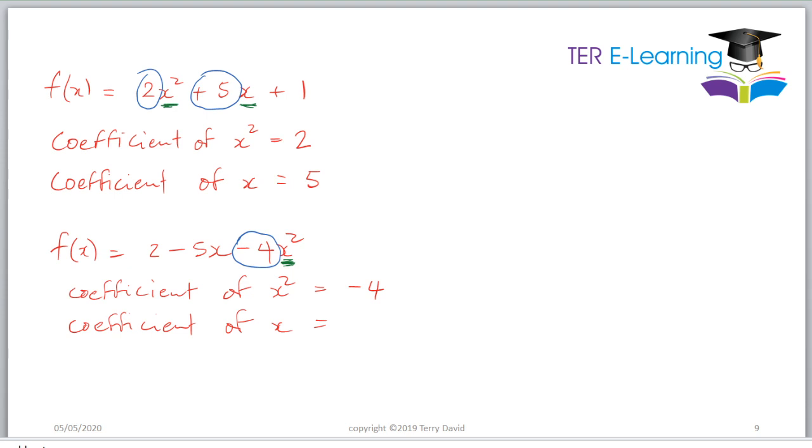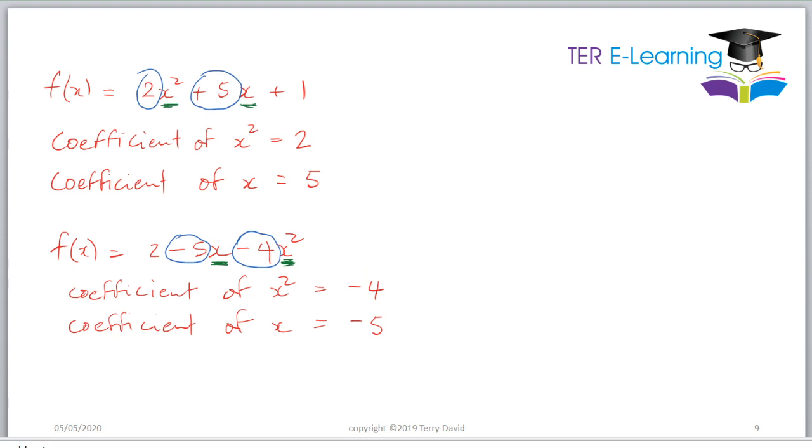Alright, so I saw Josiah saying minus 5, Darrell saying plus 5, Sharice also saying plus 5. Before you can answer that, you need to identify where the x term is. The x term is here. The number just before the x term, we must include the sign as well. So it's minus 5. My coefficient of x is minus 5, right?